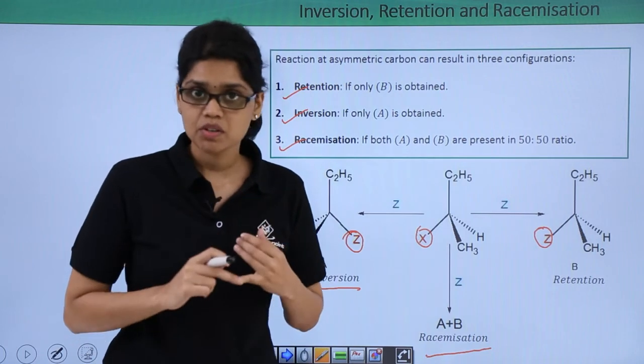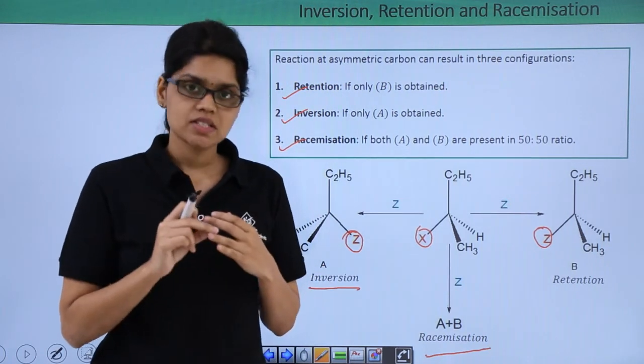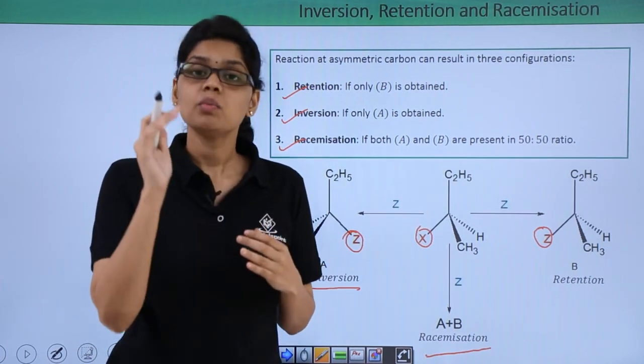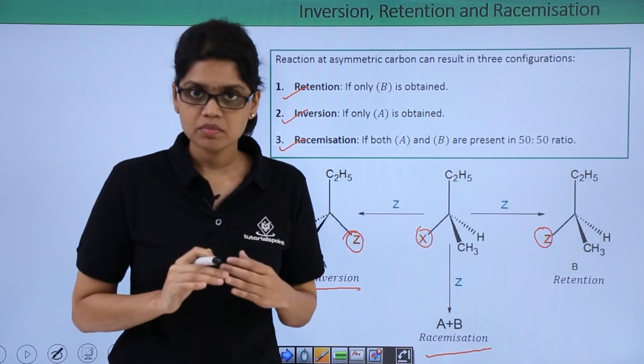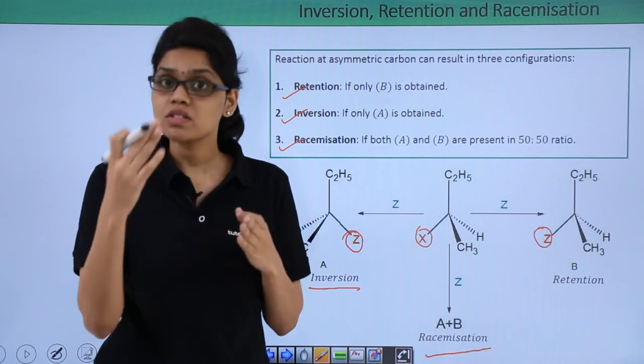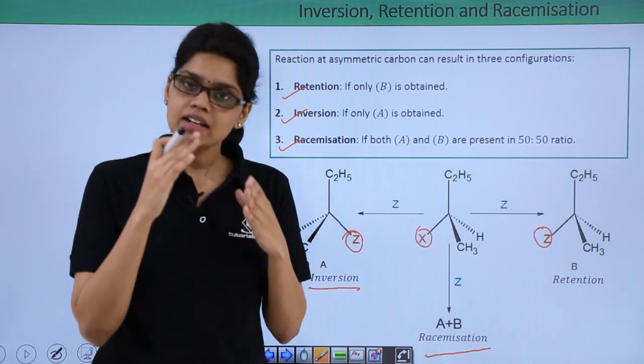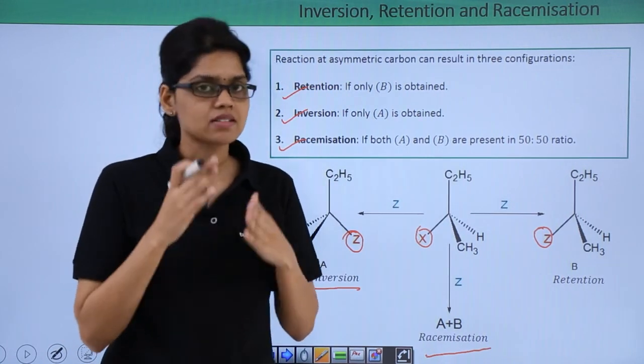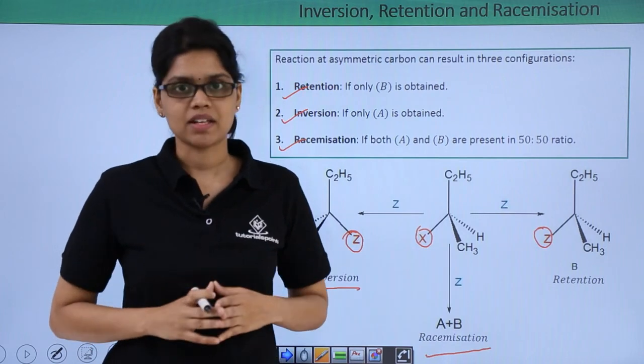I hope you are very clear on the concepts that we have discussed in this video. First one is retention of configuration and the condition under which that takes place, that is, no bond to the stereocenter should be broken. Then we learned about the reaction mechanism of SN2, where inversion of configuration takes place, and SN1, where both inversion as well as retention of configuration can take place.